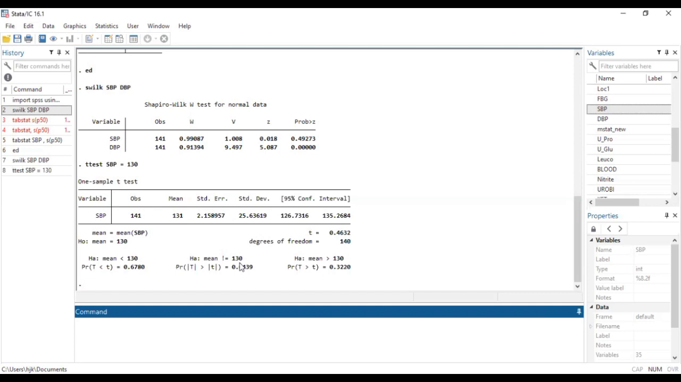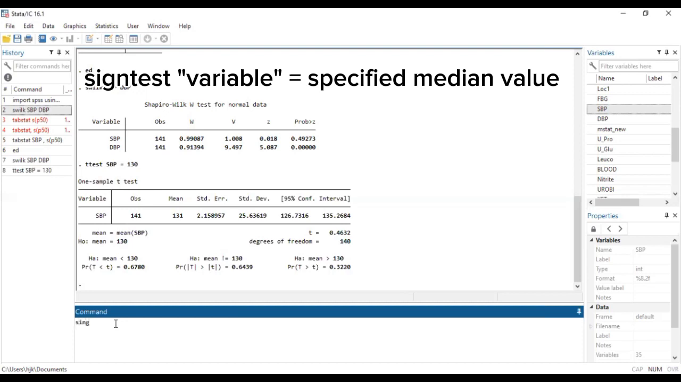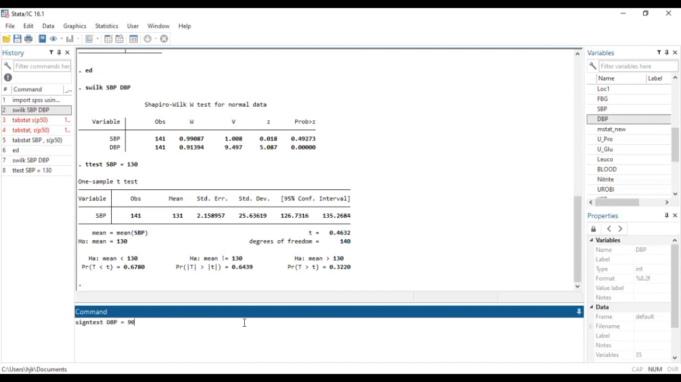Now, how about diastolic blood pressure? Mind you, diastolic blood pressure is non-parametric or not normally distributed. And so we cannot use this code for it. And so we have to follow on with the sign test for diastolic blood pressure. And we are hypothesizing that our diastolic blood pressure is, let's say, 90.